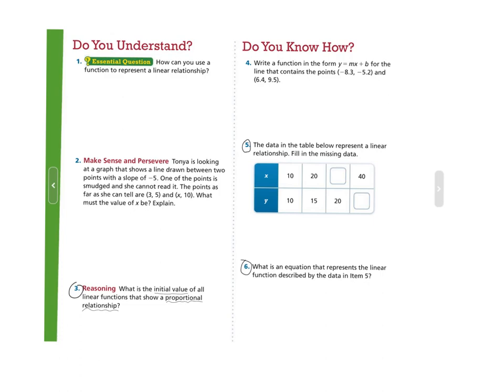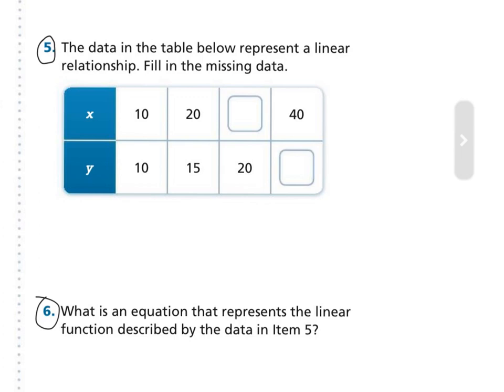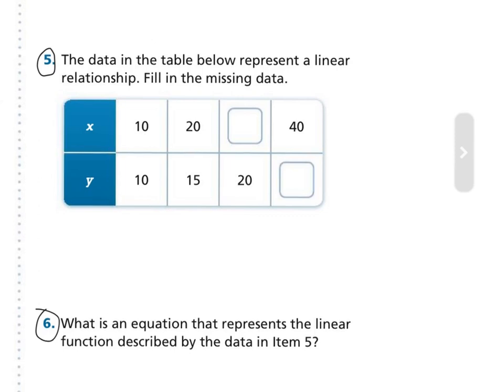So you look on 186, number 5. The data in the table below represent a linear relationship. Fill in the missing data. So linear relationship, we talked about earlier, makes a straight line. If it makes a straight line, our slope or our rate of change is constant. So slope is change in y over change in x. If we look at what's happening here, we can see the y values are adding 5 each time.